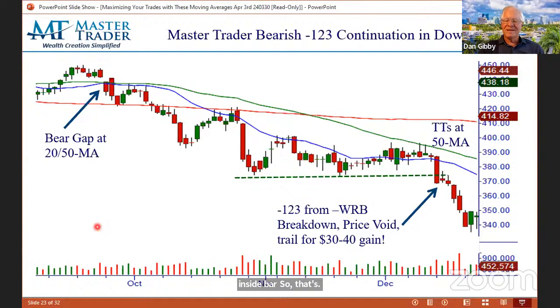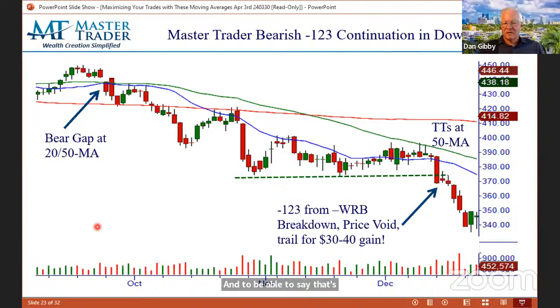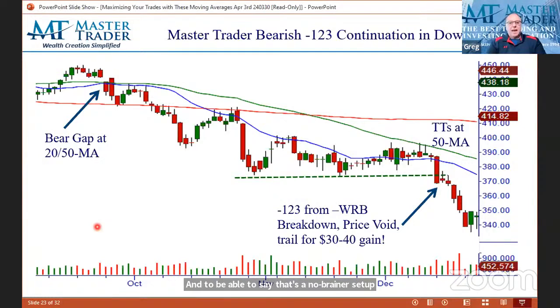But in order to confidently say a no-brainer setup, how do you get there, Greg? Well, there are multiple concepts in what we're looking at. First of all, you've got multiple time frames all aligned in a downtrend. You've got the 20 and the 50 coming together, which means there's an inflection point, those converging moving averages. So short and intermediate term traders are thinking the same thing.